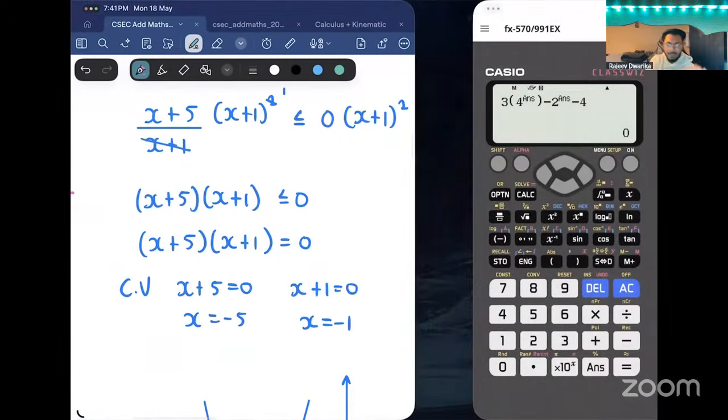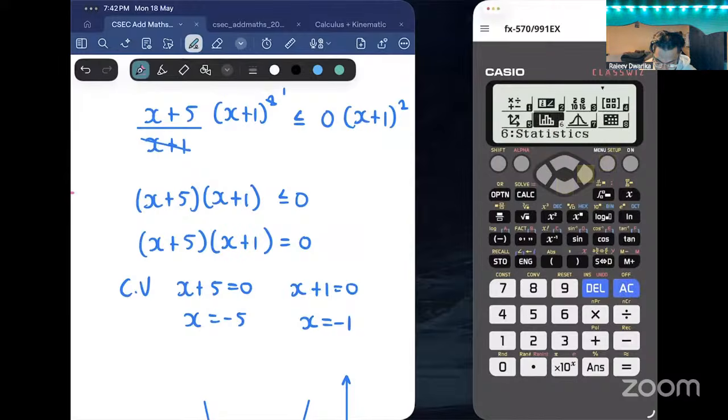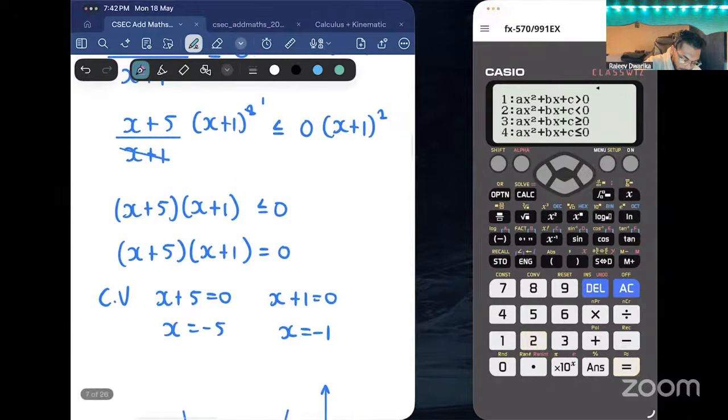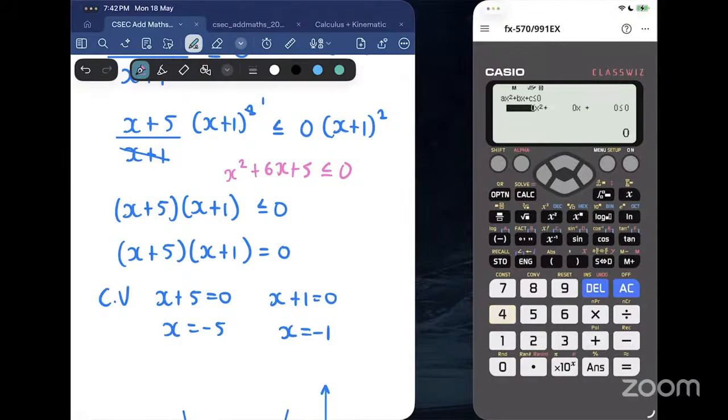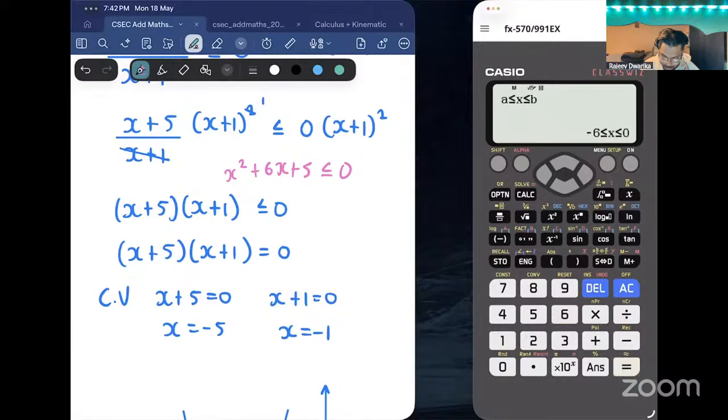Well, I didn't fully expand it out, but if you did expand it out and work it on the Casio, the Casio will give you the answer. If you have the same Casio as me, you're going to go on menu, then inequality, then degree 2. If I expand this, it's going to be x squared plus 6x plus 5 less than or equal to 0. So I'm going to select option 4, and that'll be 1 x squared, 6. Oh, made a mistake.